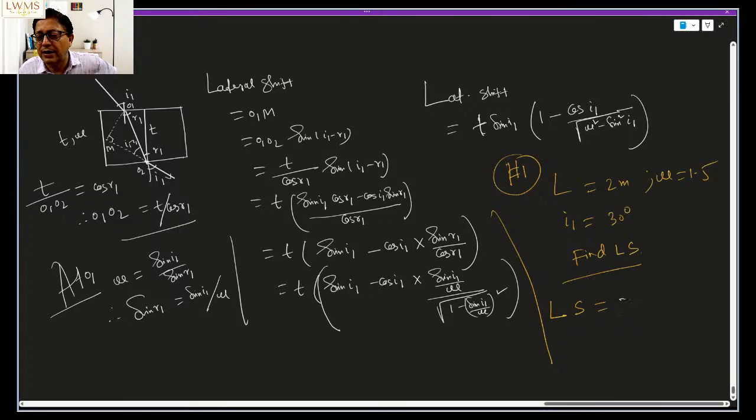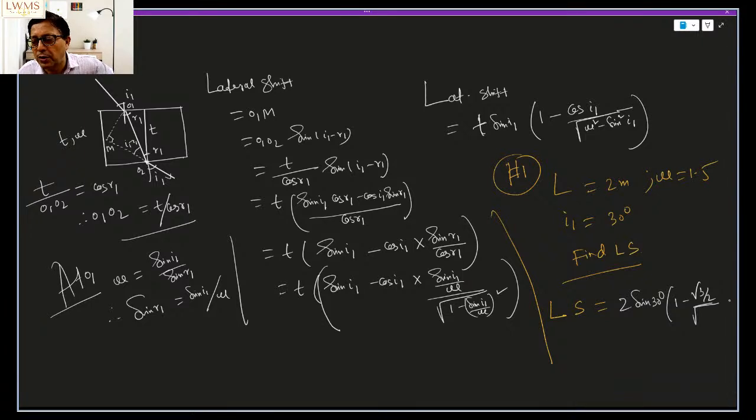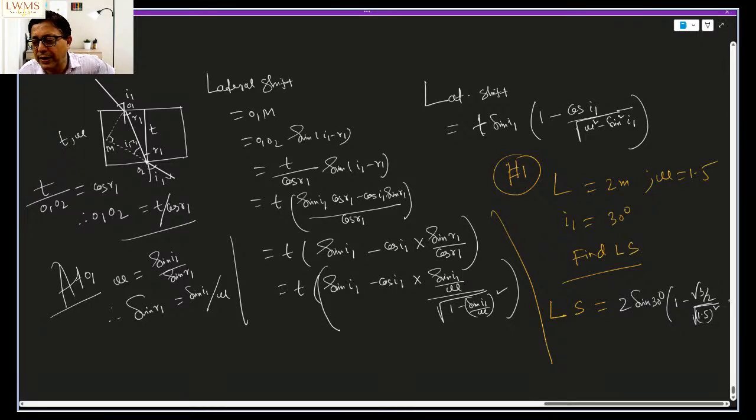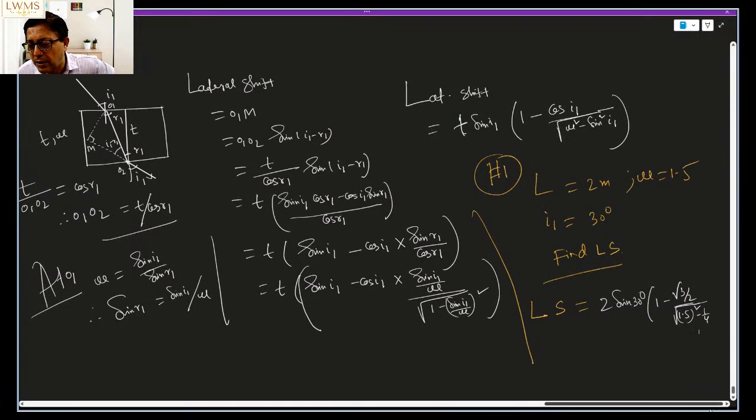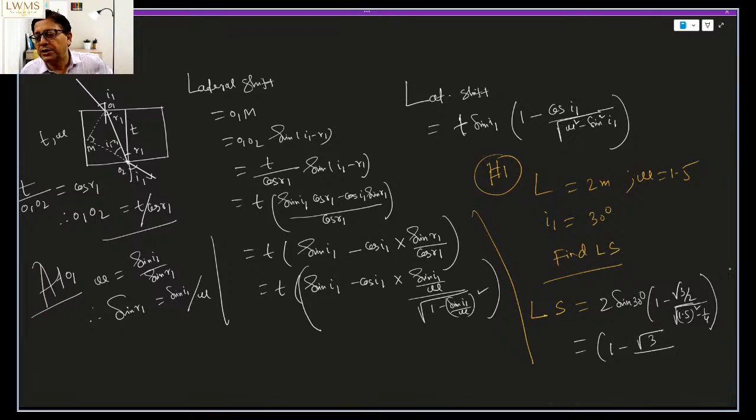T is what? L. 2 sin 30, 1 minus root 3 by 2 under root, 1.5 whole square, sin i1, sin 30 degree is half, so it is 1 by 4. Just simplify it. This will be 1 minus, this is 3 by 2 whole square, 9 by 4.